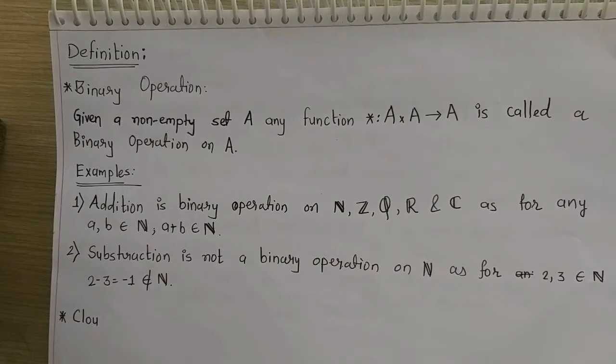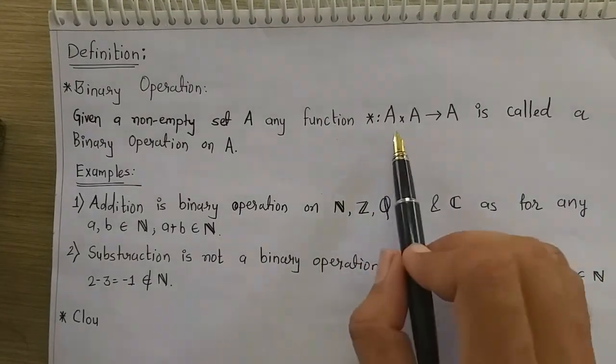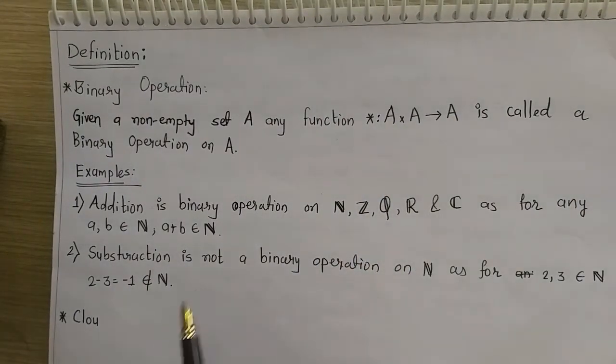Now, subtraction is not a binary operation on N, as for 2, 3 belonging to N, 2 minus 3 is equal to minus 1, which doesn't belong to N. So the map is not defined from A cross A to A. So subtraction is not a binary operation on N.